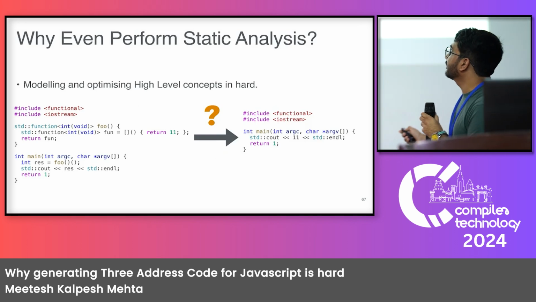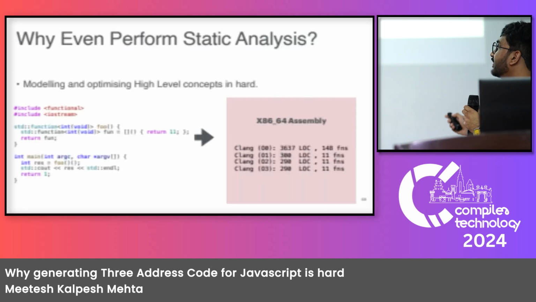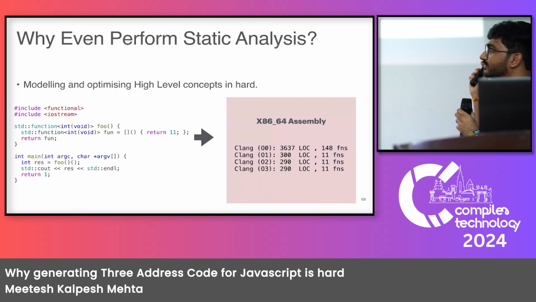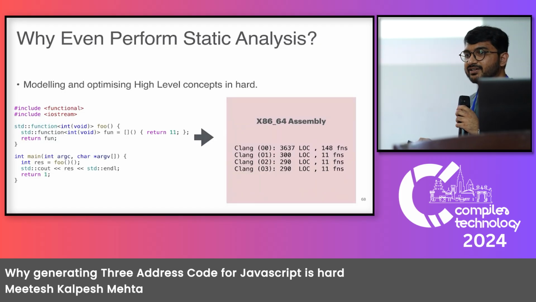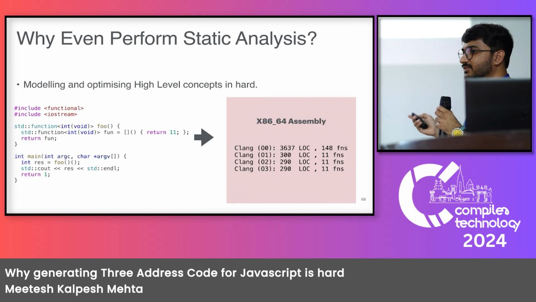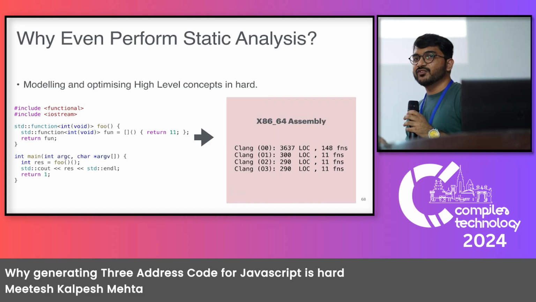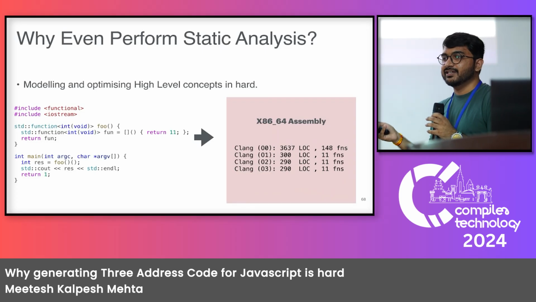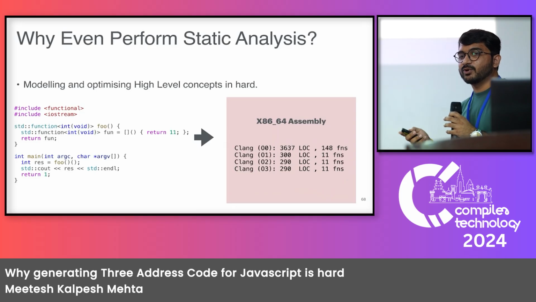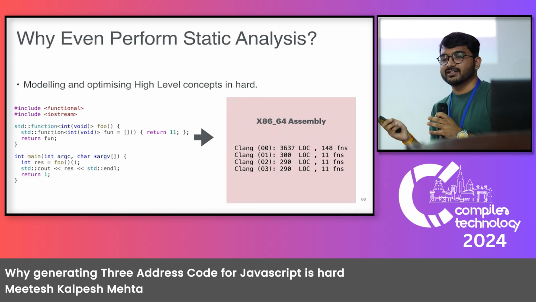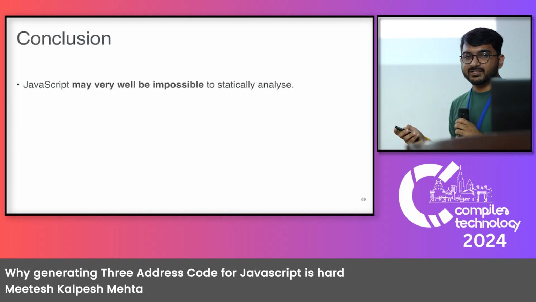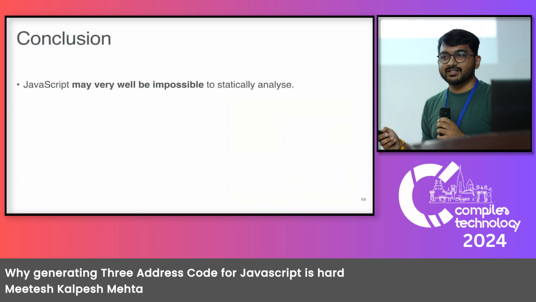But this is not exactly what gets optimized. When you run it through Clang, this results in 3,600 lines of code with 148 functions and so on. So the hypothesis here is, if you model these high-level concepts like closures and continuations that get created at runtime, we'll be able to push optimizations that depend on these high-level language features, which can propagate downwards.